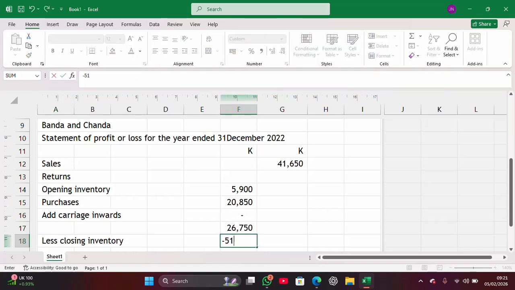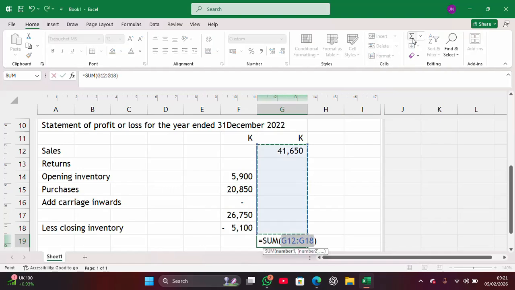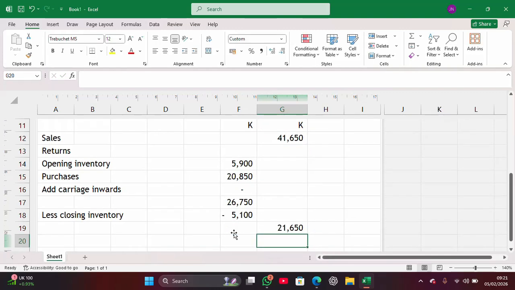Sir, I have a question. Yes, please. On discount, I can see two figures of discount. How do I identify that this one is received and this one is allowed? Good question. The allowed one is an expense. Discount allowed is an expense, so it's on the debit. Expenses we debit. You remember? Then the received one is on the credit. Income we credit.